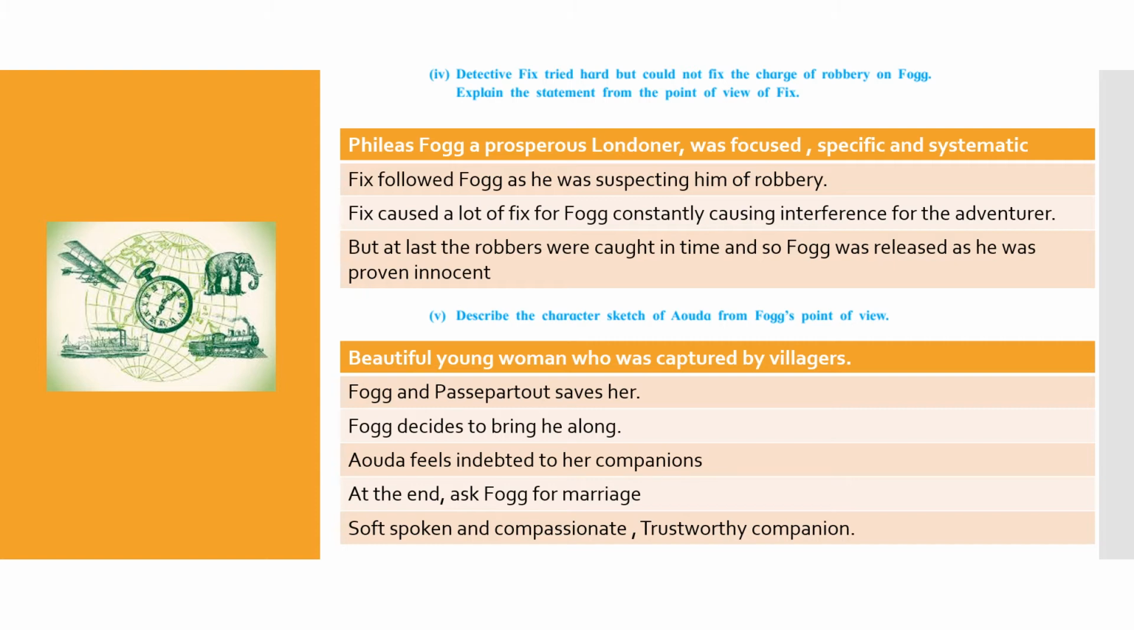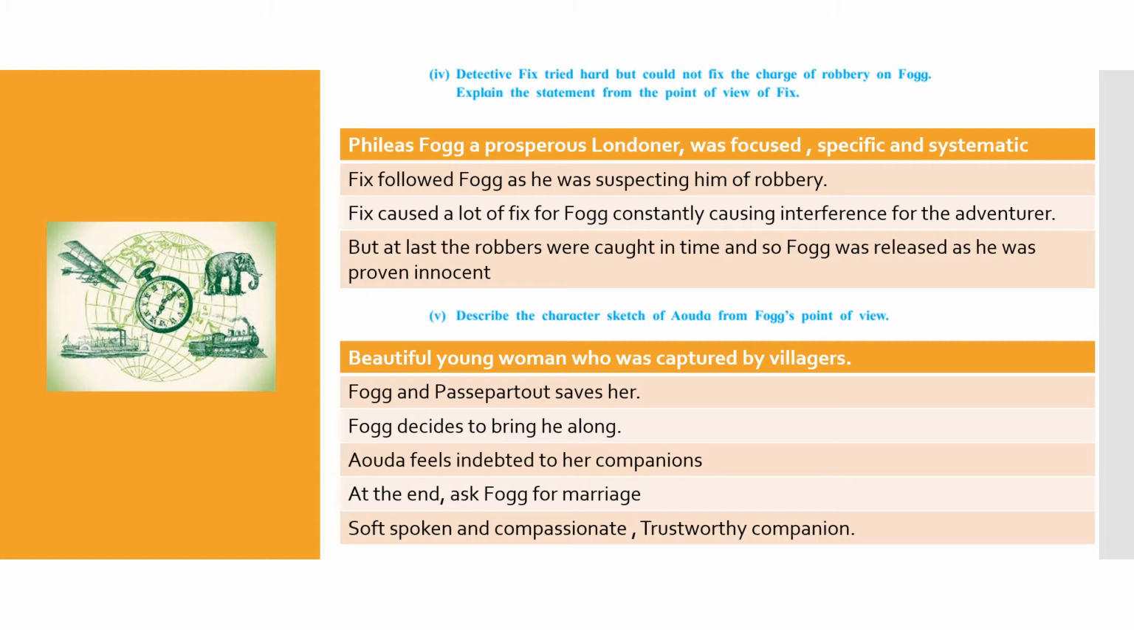Describe the character sketch of Auda from Fogg's point of view. Auda, according to Fogg, was a very beautiful woman who was captured and was in trouble of going sati as she lost her husband. Fogg and his comrades happen to see her being led through the jungle by a procession of Brahmin and decide that they must save her from being sacrificed.